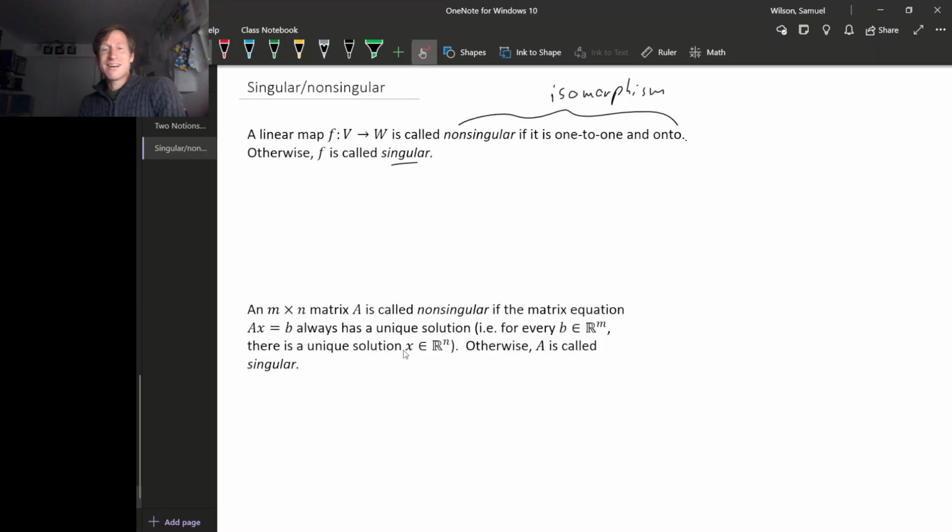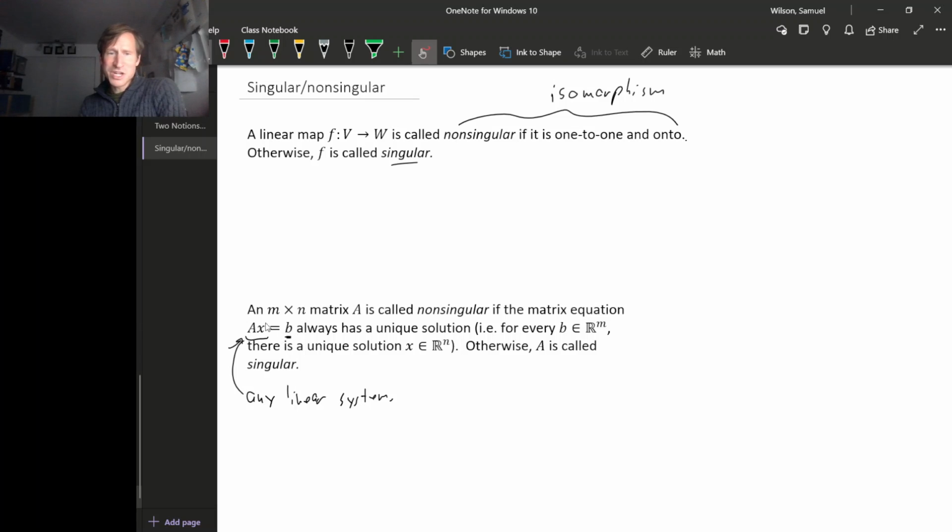There is another use for the word singular for describing matrices, and we call a matrix non-singular if this matrix equation has a unique solution for every possible vector b that you could put on the right-hand side. Now remember that this matrix product Ax equals b really represents any linear system. That's one of the nice things that you can do with the matrix vector product. You can express any linear system as a matrix times a vector equals some other vector.